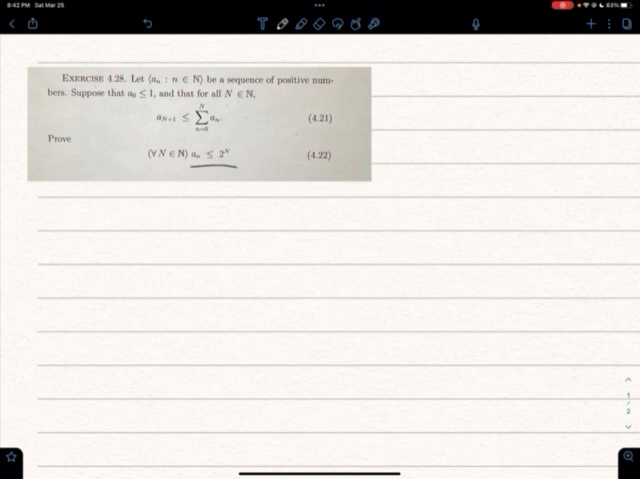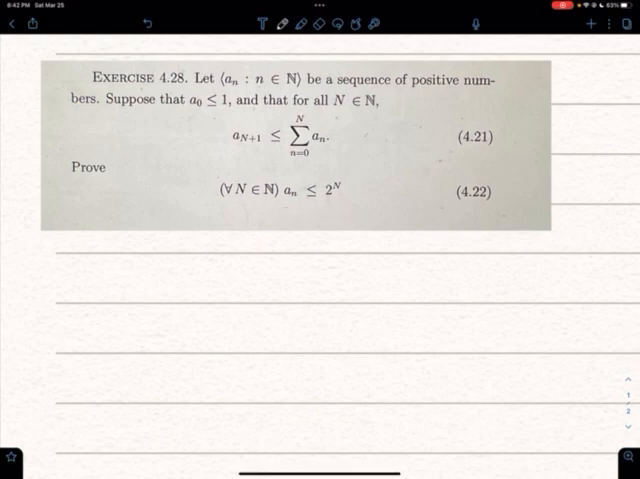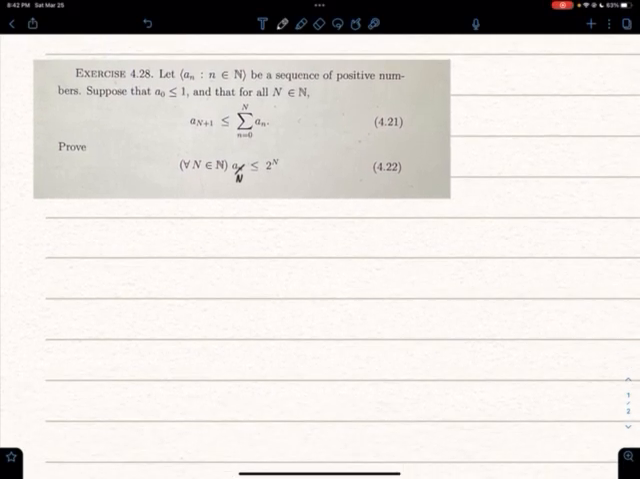For every term, one thing quickly is I'm pretty sure that this n is actually supposed to be a capital N. So I believe that's right. But all right, so the first step is the base case.